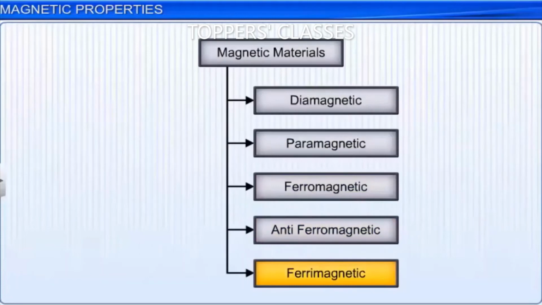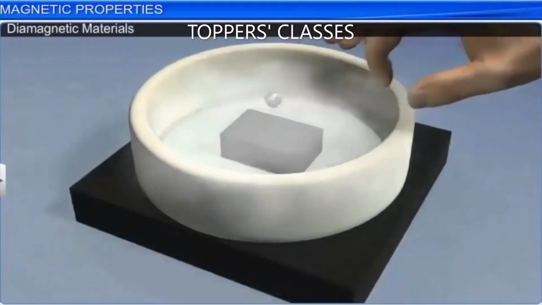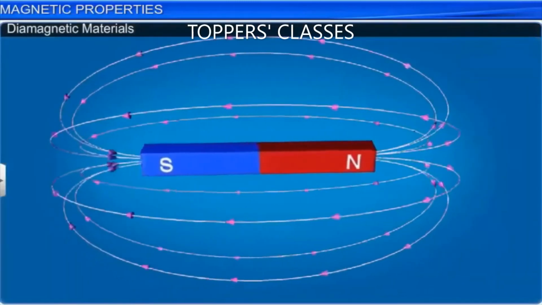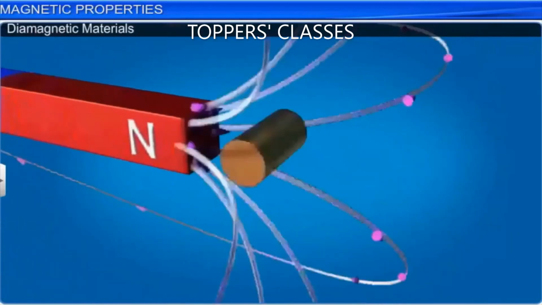Let's discuss the properties of these materials, starting with diamagnetic materials. Diamagnetic materials are materials that are repelled by magnets. When a bar of diamagnetic material is placed in a non-uniform external magnetic field, it tends to move from a region of strong magnetic field to a region of weaker magnetic field.